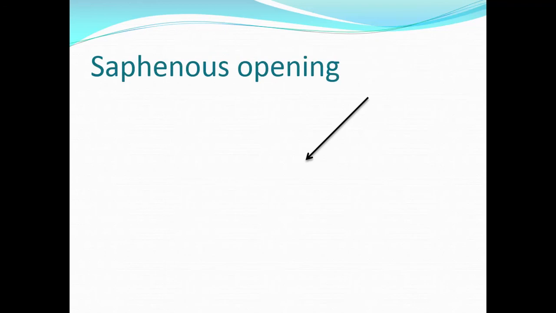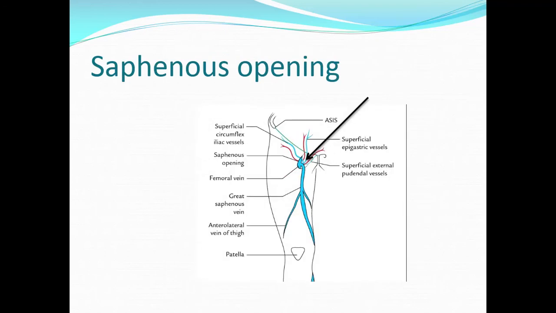Now the saphenous opening. This is the saphenous opening. This is an oval opening in the deep fascia of the thigh, and it is present 4 centimeters below and lateral to the pubic tubercle. This location is very important. You must know: 4 centimeters below and lateral to the pubic tubercle.